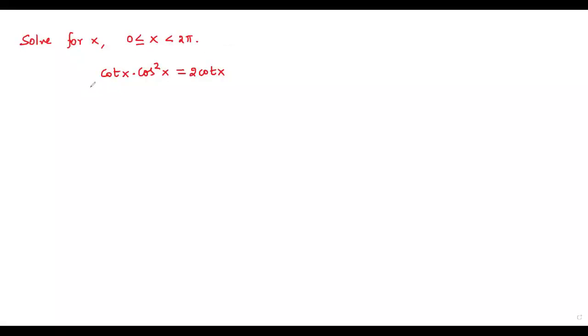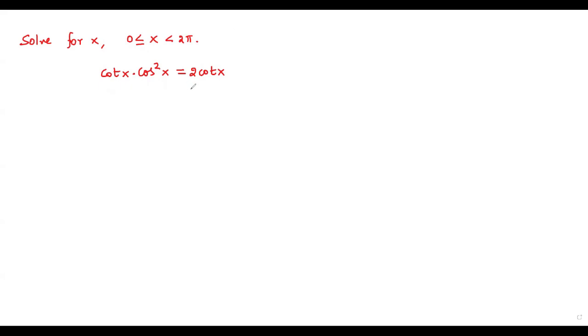Here we have a problem in trigonometry. That is, we have to solve for x in the given trigonometric equation, and also the value of x has to be in this interval, 0 less than or equal to x less than 2 pi, which covers all the 4 quadrants. Okay, now to solve for x in the given trigonometric equation, first let's simplify the equation over here.